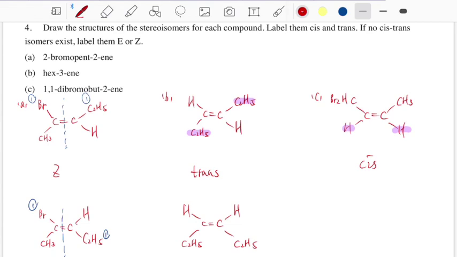So next we need to draw the trans isomer of this molecule. The 2 hydrogen atoms should be placed on opposite sides. Okay, and then we fill in the rest. So here, the hydrogens are on opposite sides, hence we call it a trans isomer.